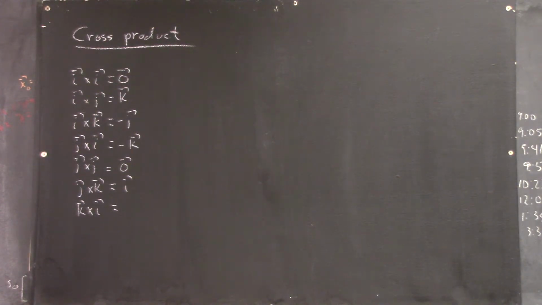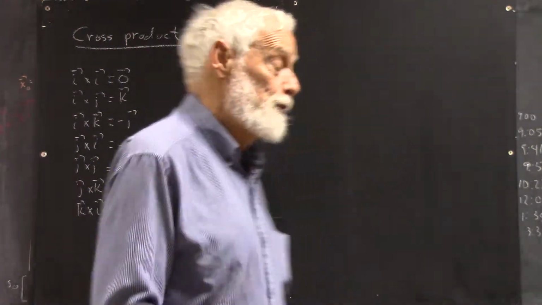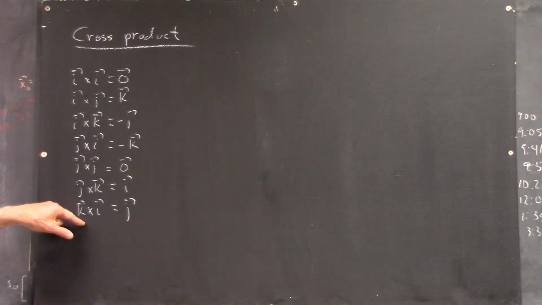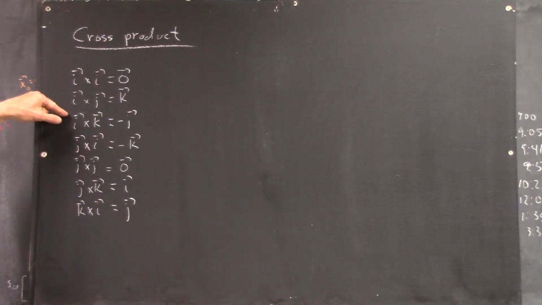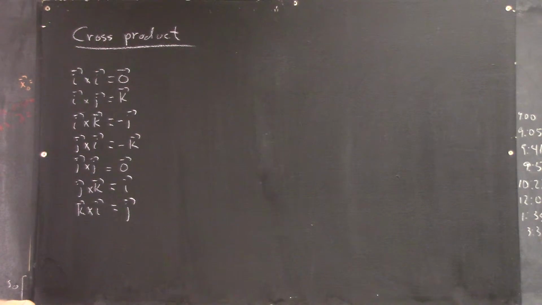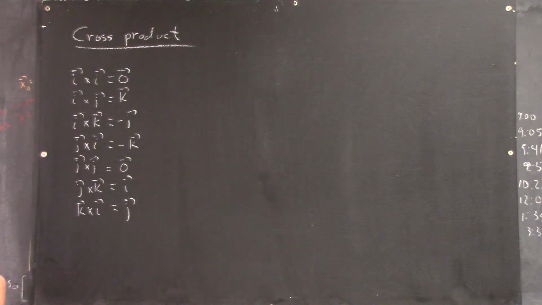I think it's positive j. Fingers in the direction of k and you turn toward I, there's j. Note also, k cross I and I cross k are equal and opposite, right? And that's the case for every pair, so that the cross product is not commutative. It is anti-commutative. You know, cross product, if you reverse, you get the negative.